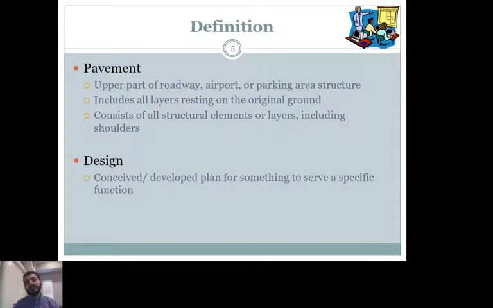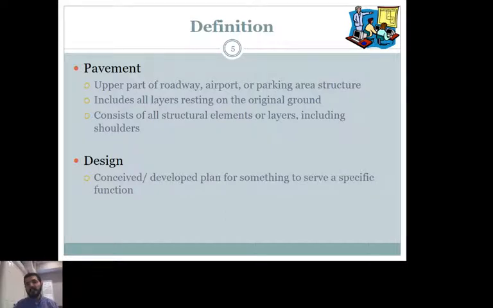When I say pavement, by definition, pavement is the upper layer of a roadway, airport or parking area structure. So any man-made layers, all the layers on top of the soil, this is what we call a pavement structure. As I said, it includes all the layers resting on top of the original ground, and it consists of all the structural elements or layers, including shoulders. So typically for hot mix asphalt, we have the bottom layer, which is on top of the soil, we call it subgrade, and then on top of it there is a sub base, and then there will be a base all the way to the top, which is the hot mix asphalt.